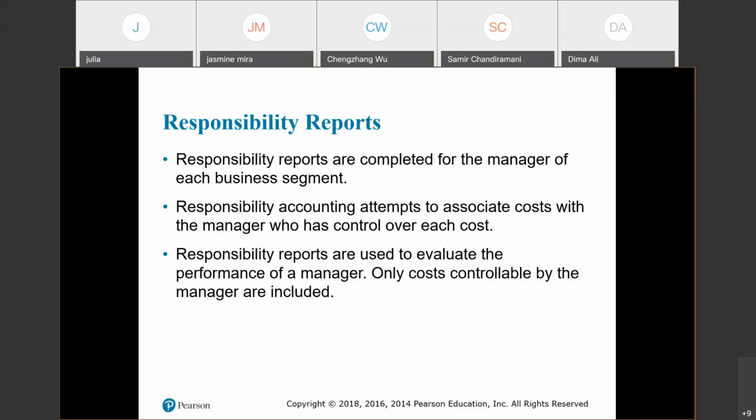Responsibility reports are also prepared for each segment of a business. Responsibility reports only include expenses that the manager has control over, because these reports are used to evaluate the performance of the segment manager. If a segment manager cannot control a cost, it is not included in the segment's responsibility report. For example, allocated corporate costs are not included in the responsibility reports.